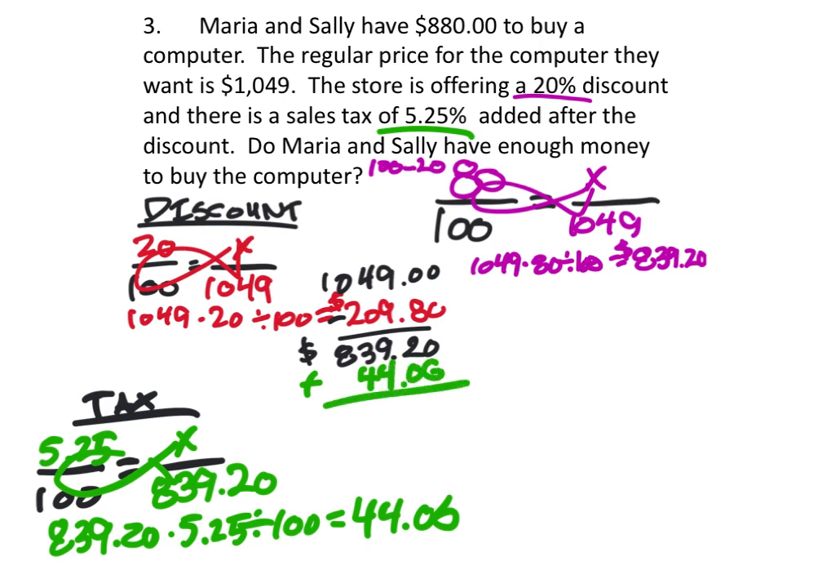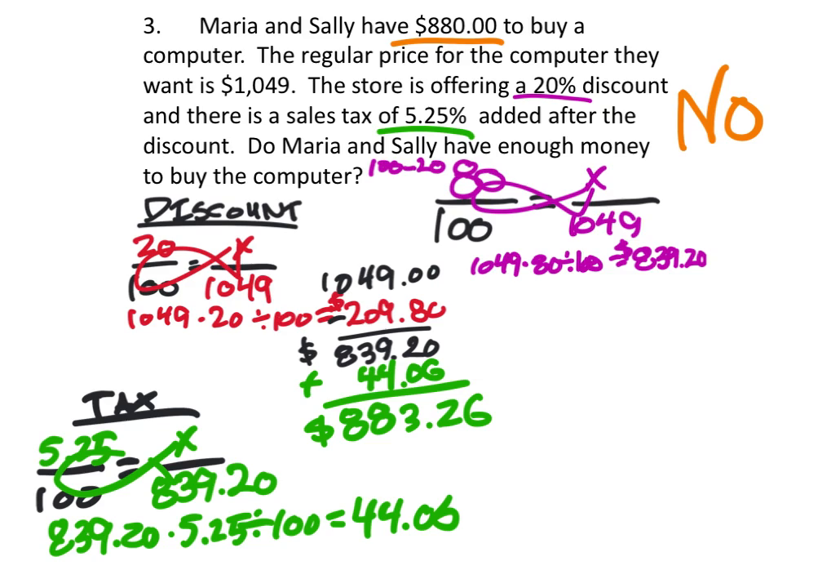What do we get on that? So 44.06 plus 839.20. Oh yeah, and we get a total of $883.26 right there. So that's more than the $880 that they had up here. So right away, I mean, yeah, we could definitely say that the answer is no, not enough money. But again, I'm going to show you the second method right there, right?